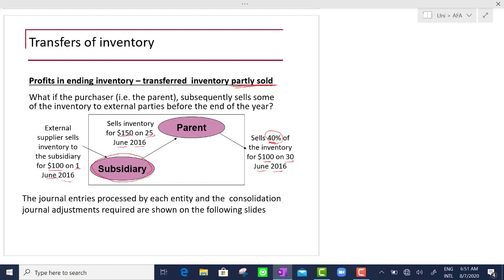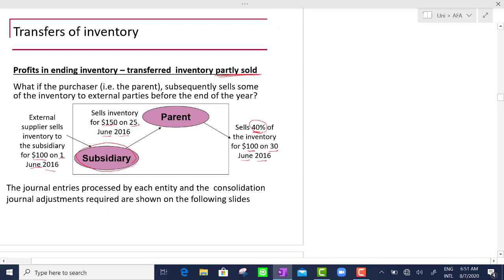But here the case is different. The parent company has sold 40% of the inventory received from the subsidiary company. Now let's calculate the unrealized profit.